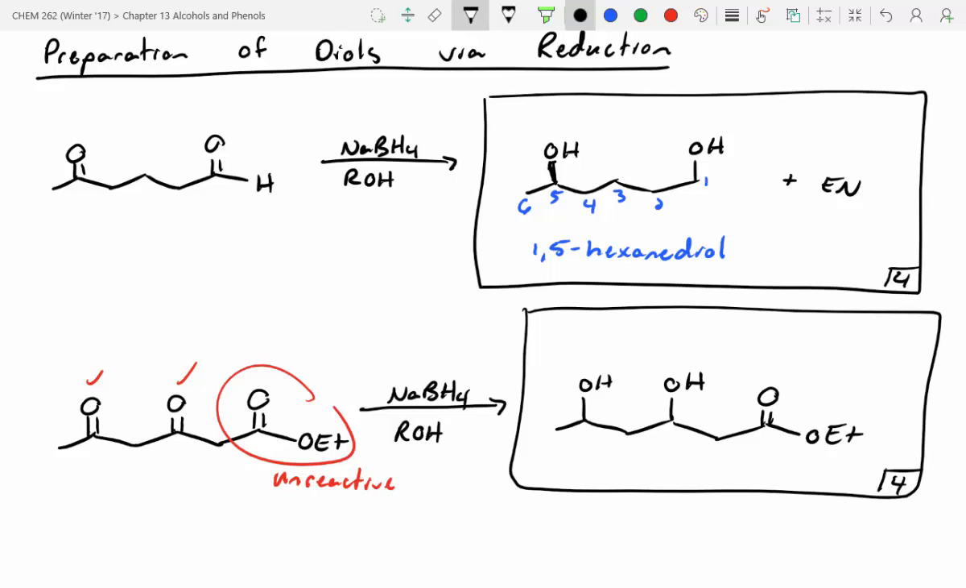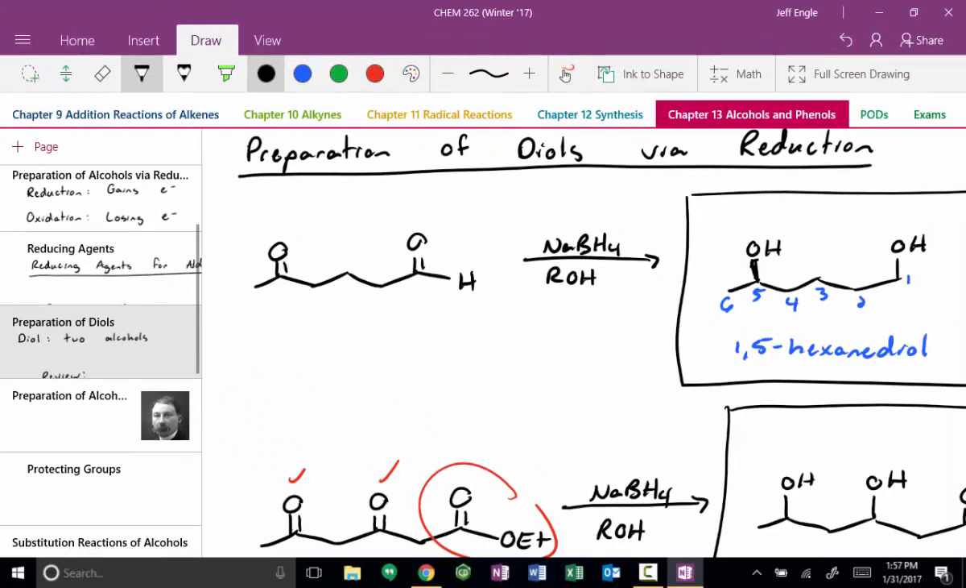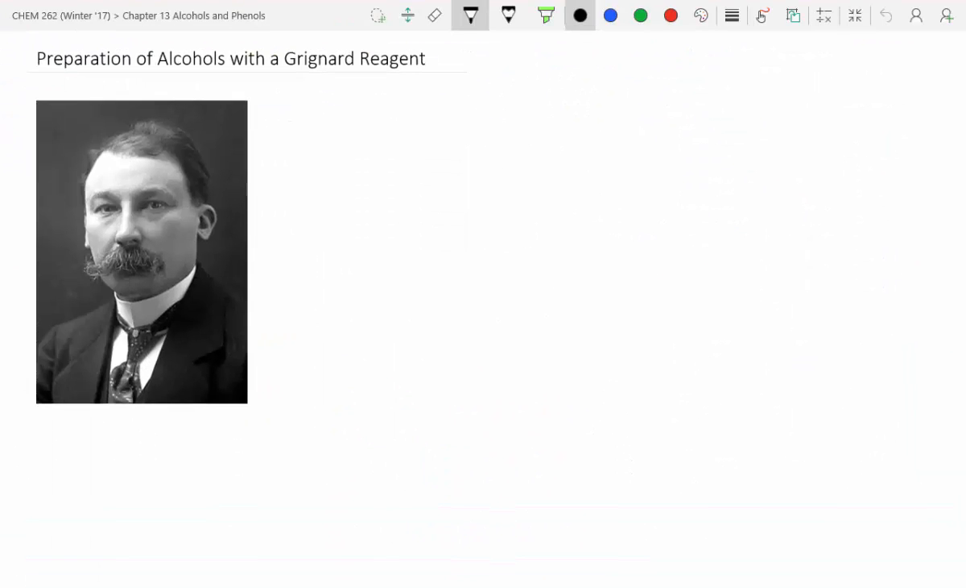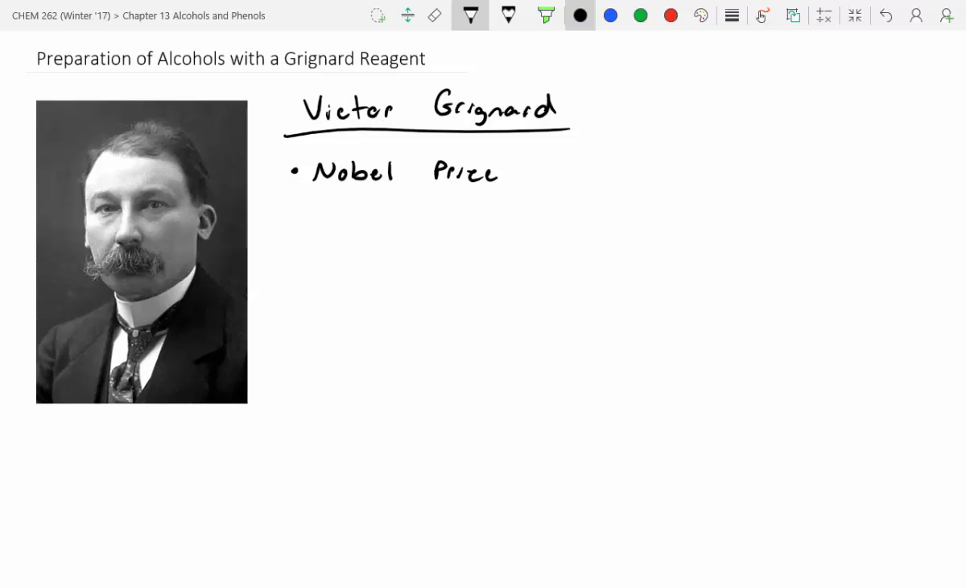All right, now my favorite part. We get to talk about fun reactions. This guy is named Victor Grignard. The reaction we're going to cover next is named after him, but you can make alcohols using his reagent. There's a couple important facts you need to know about him. He won the Nobel Prize in 1912.